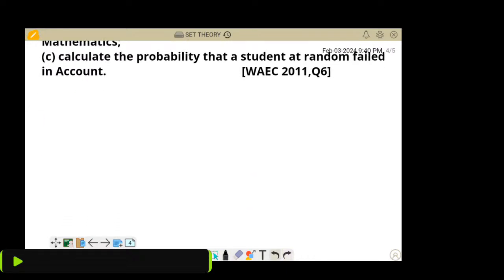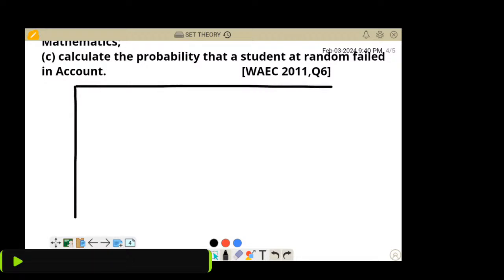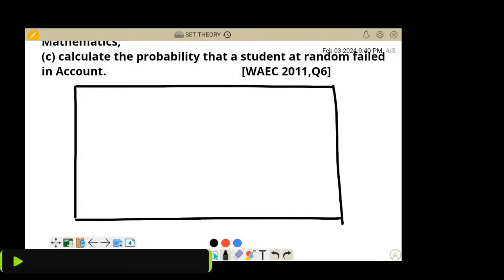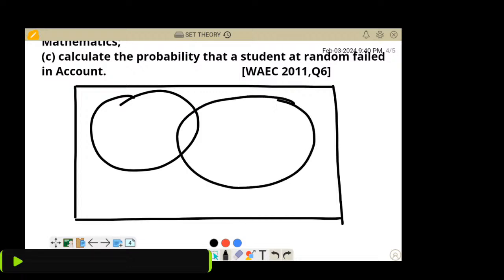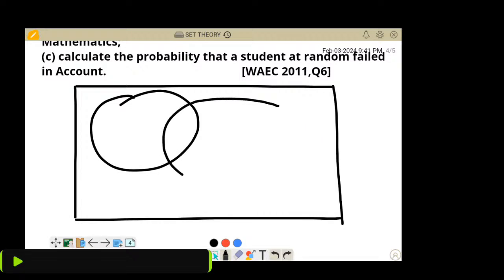Okay, let's say we have a Venn diagram here. This time around we are looking at 3 sets. Sorry for that. This is our Venn diagram. We are going to have 3 sets, and let me redraw that so that we have enough space at the middle.